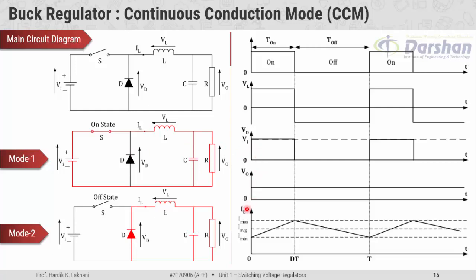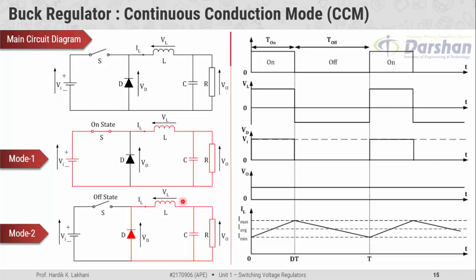And the inductor current IL during the first interval: the task of the inductor is to store the energy, and hence the current through the inductor gradually increases from the minimum value towards the maximum value. At the instant dt, the switch is made off and the mode 2 operation begins. When the switch is made open, at that time the polarity across the inductor gets reversed.